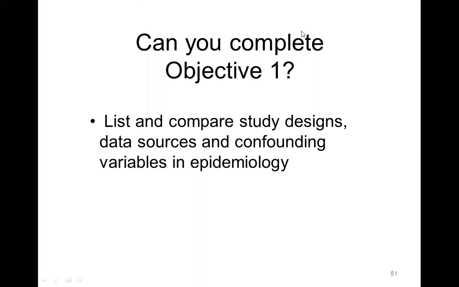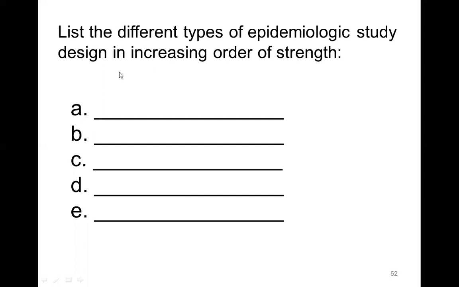Okay, so we're going to do a brief review here, and then we'll move on to the next set of slides, where we'll talk about incidence and prevalence and things like that. Okay. So the first objective was to be able to list and compare study designs, data sources, and confounding variables. Can you list the different types of study design in increasing order of strength? So starting from the study design that's the lowest, going up to the highest. So anybody can type it in.